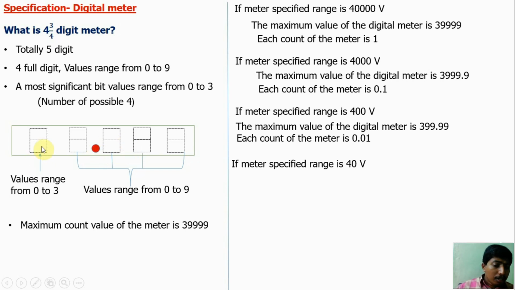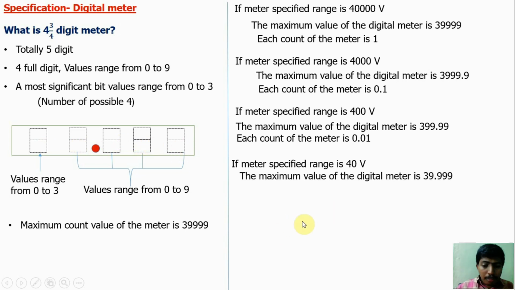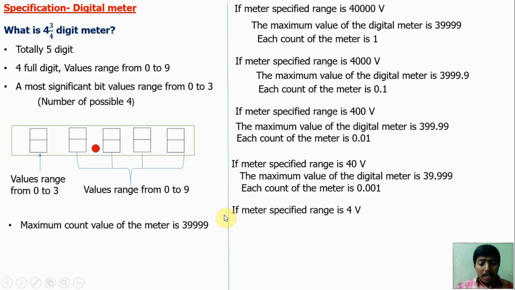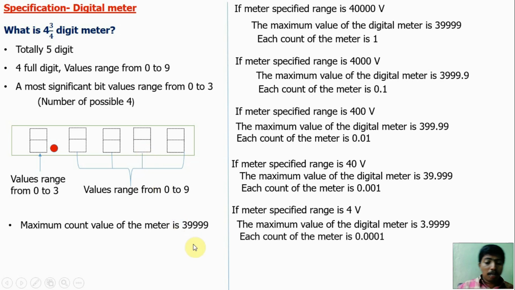So the maximum value is 39.999. Each count of the meter is initially 0.000, then it moves to 0.001. So each count of the meter is 0.001. Now if the meter's specified range is 4 volt, the point will move here. The maximum value of the digital meter is 3.9999, and each count of the meter is 0.0001. This is the concept of the 4 and 3/4 digit meter.